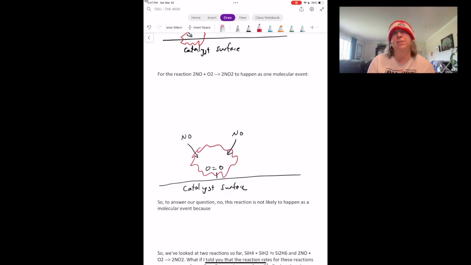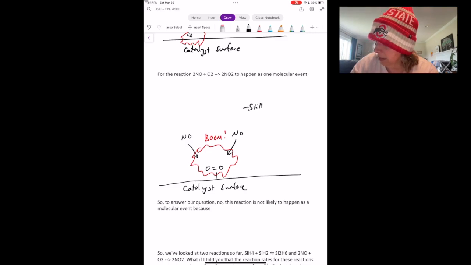I would have to get this oxygen molecule to bind to the surface. It would have to stay there. It would have to be there long enough for the nitric oxide molecules to collide with it. And again, we'd have to get some very perfect circumstance where those two nitric oxide molecules collided with it at the very same time, right? So if they collide in sequence, if one collides first and starts a reaction event, then I can't get this single molecular event to happen. So they would have to collide at the very same time, and this is still very unlikely.